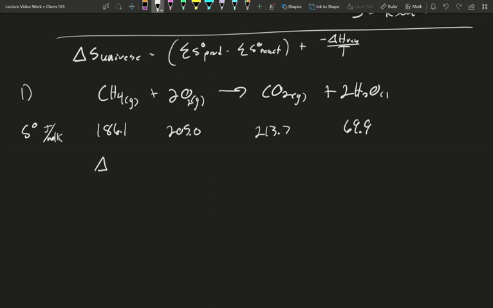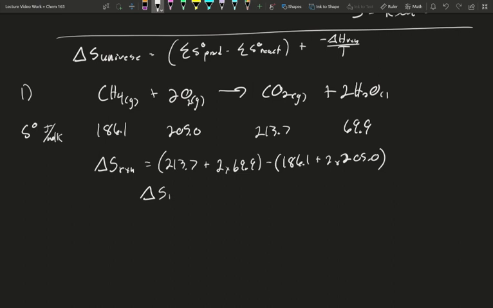So we can find the change in entropy for this reaction. This is the change in entropy for the system. Well, it's going to be the sum of the products minus the sum of the reactants. 213.7 plus 2 times 69.9, minus 186.1 plus 2 times 205.0 for the oxygen.